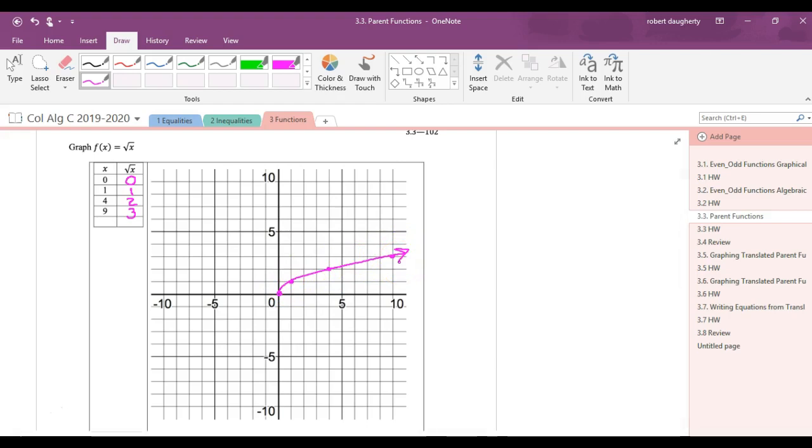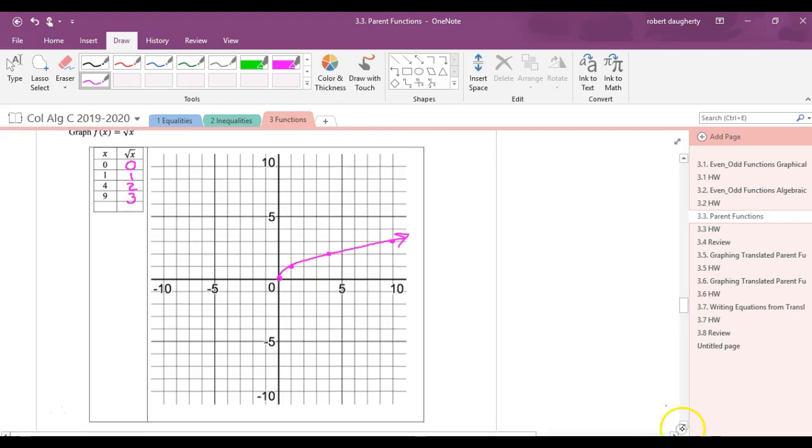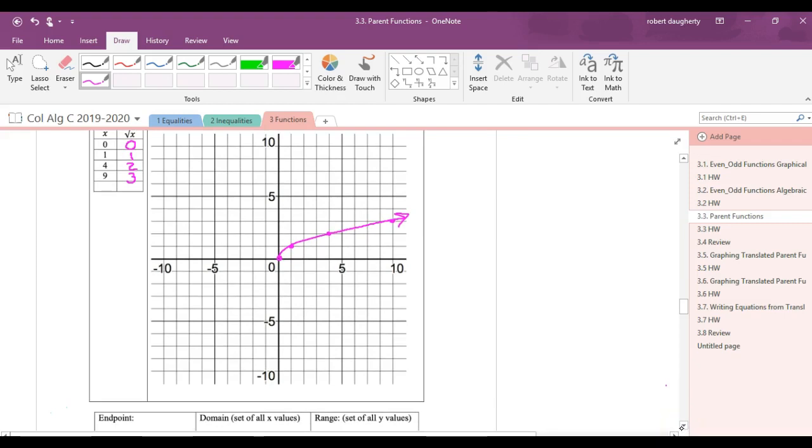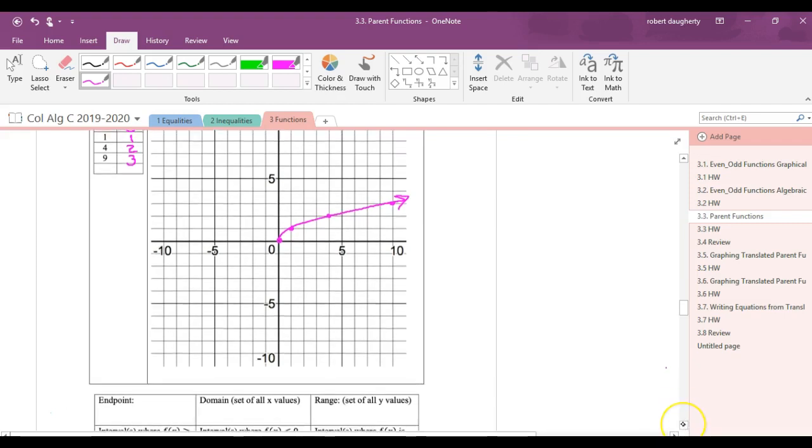Okay. Now, this one doesn't have a vertex, but it has something called an endpoint. What do you think the endpoint of this graph is? 0, 0. Okay.